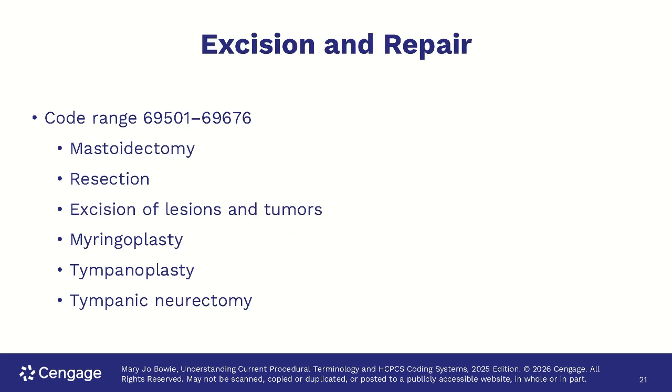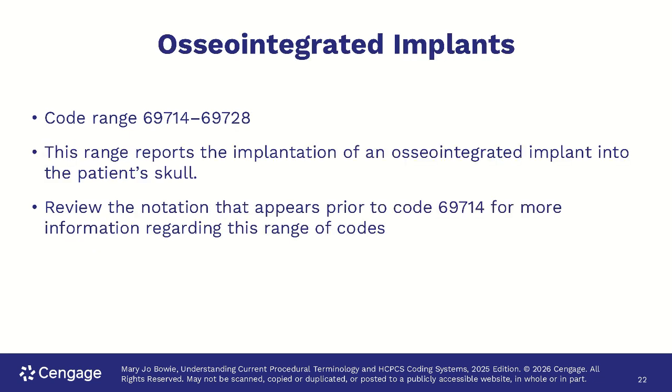All right, moving along to excision and repair. So here you're going to see things like mastoidectomy. And with this mastoidectomy procedure, you have to know if it's complete, revision, radical, simple, so forth and so on. You also have resection procedures, and then you have myringoplasty, tympanoplasty, and tympanic neurectomy.